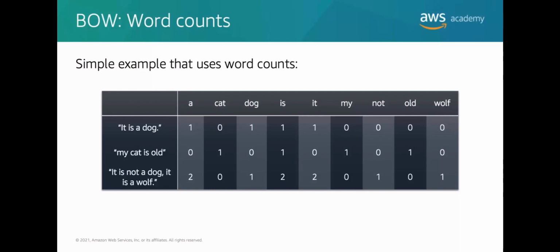A word count bag of words indicates if a word was present, and it also counts the number of times that word appears. This method is slightly better than binary, but there's still no context, order, or meaning in the output. Word count also doesn't consider the rareness of a term.